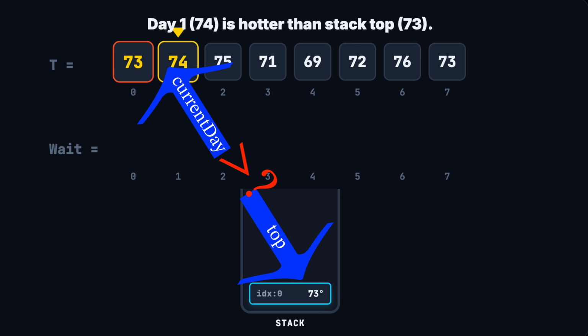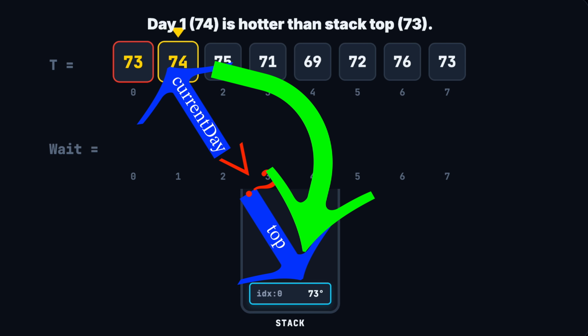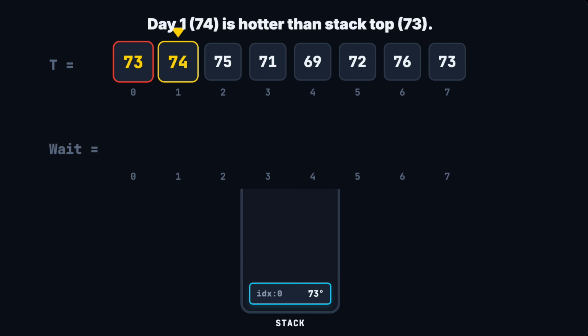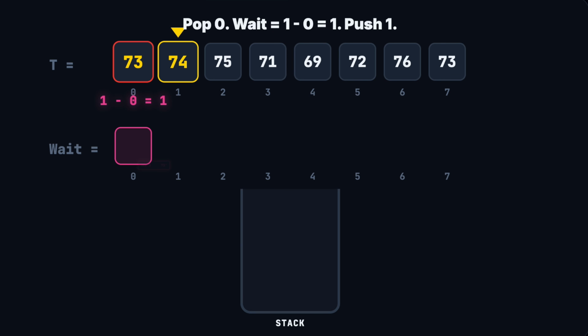If the current day is hotter than the stack top, pop it and record the index difference as the wait time, and keep checking. If it is not hotter, just push the current index and wait. Let's quickly trace it. At index 1, 74 is warmer than 73. So, following our rule, we pop index 0 and calculate our wait time as current index 1 minus waiting index 0, equal to 1 day, and push the current index 1 onto the stack.